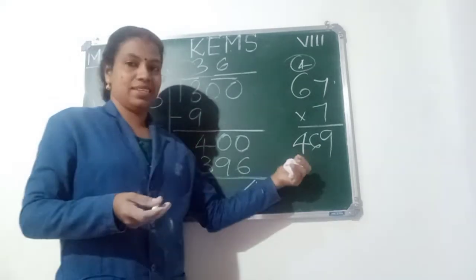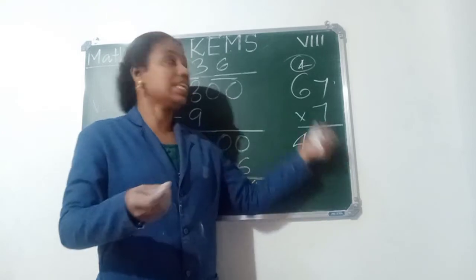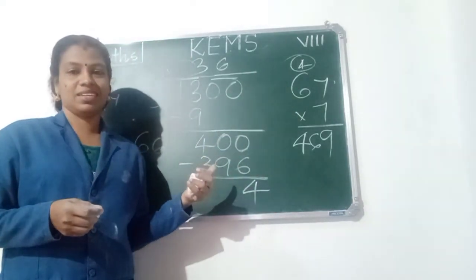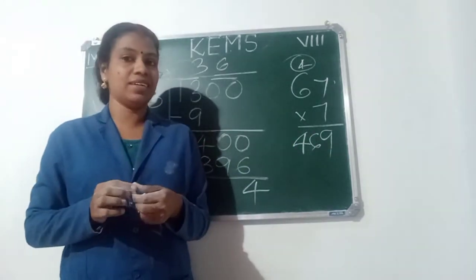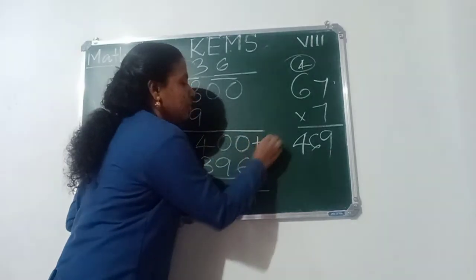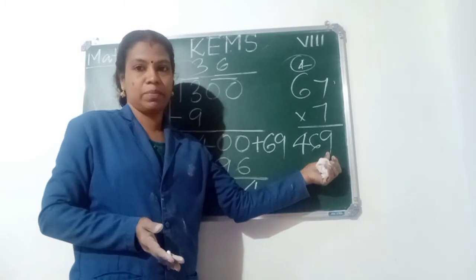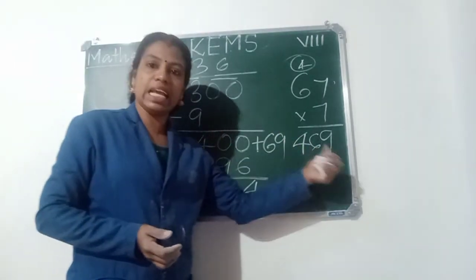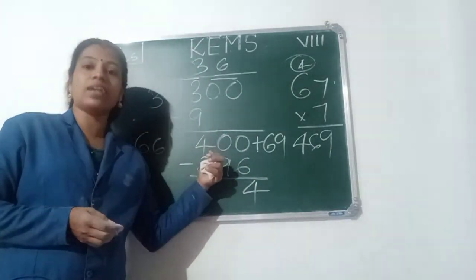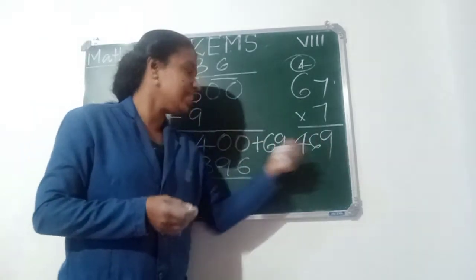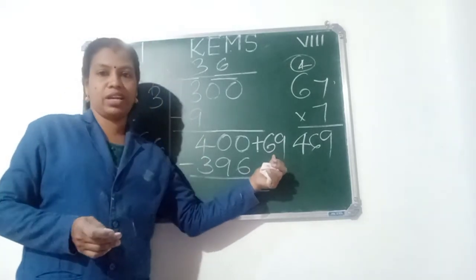If we add 69, then we will get the next perfect square number, that is 469. So what do we need to add? Yes, we need to add just 69. 469 is the next perfect square number. If we put 7, we will get the next perfect square as 469. And we have 400 also. So just add that 69.